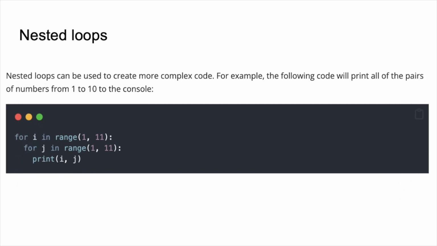You can also nest loops in Python. This means that you can put a while loop or a for loop inside of another while loop or for loop. Nested loops can be used to create more complex code. For example, the following code will print all of the pairs of numbers from 1 to 10 to the console.